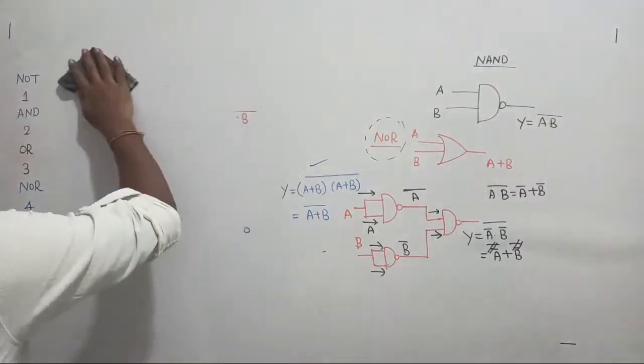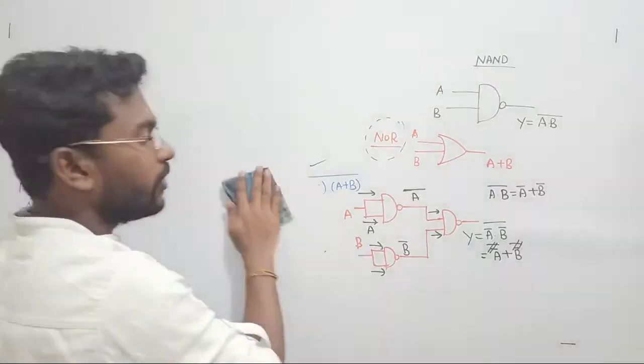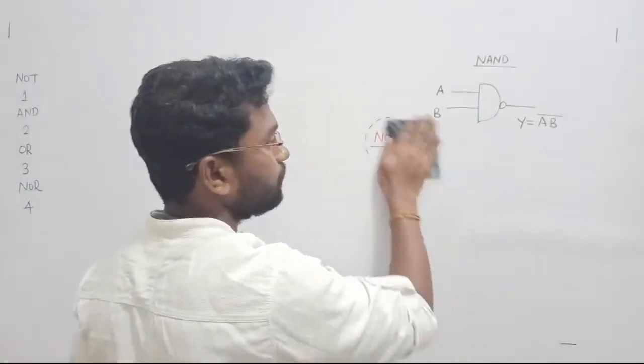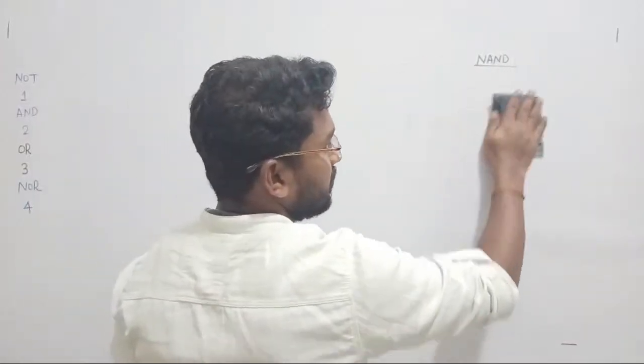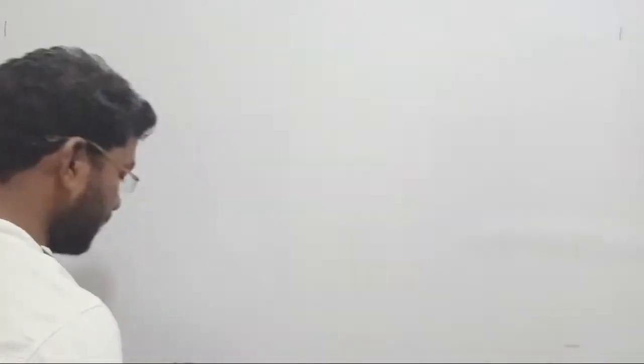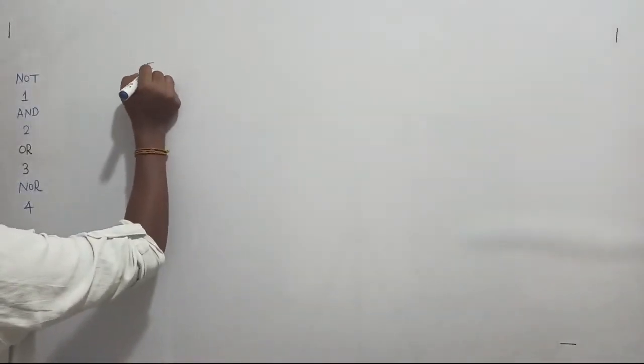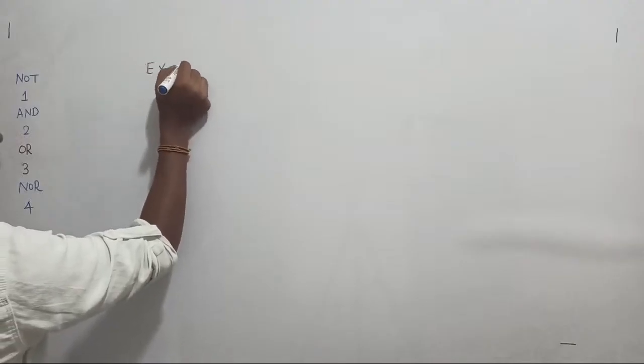Next, we are going to design the special gates. Let me rub these things. Special gates in the sense we are going to design the XOR gate and XNOR gate. First, let us take once again. Now our next target is to achieve the XOR gate.